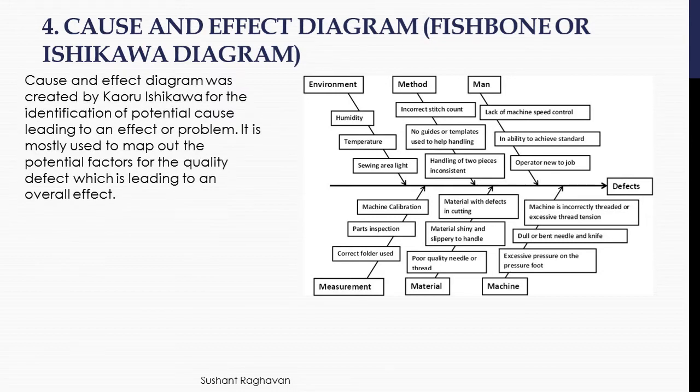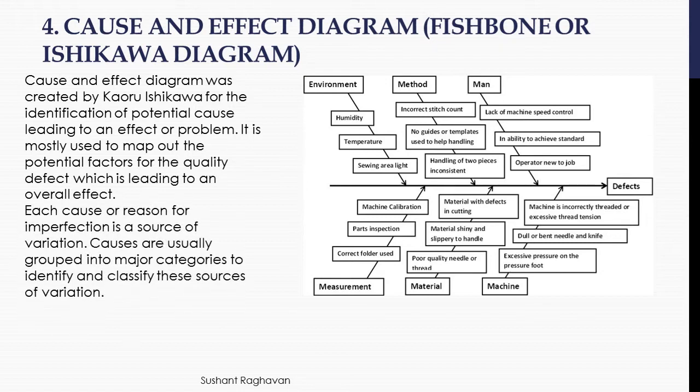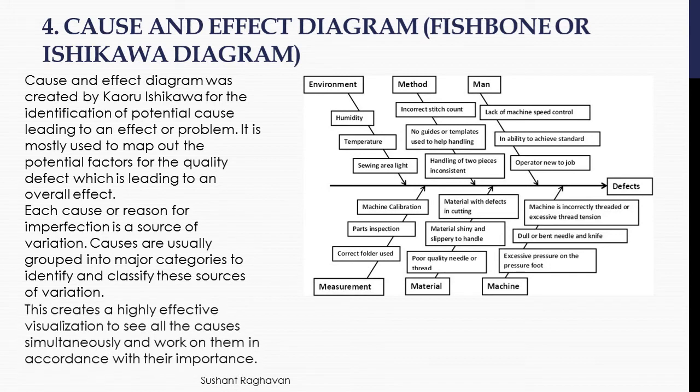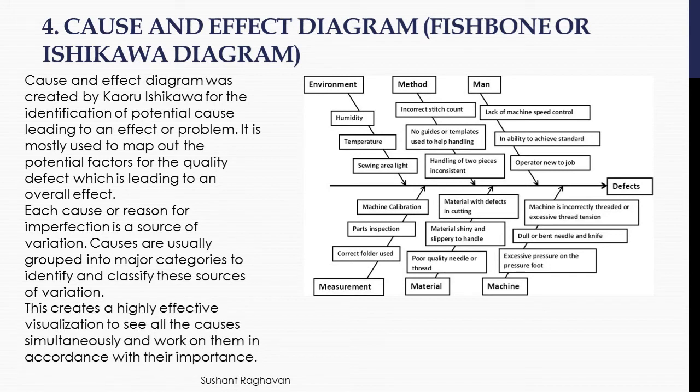Cause and effect diagram was created by Kaoru Ishikawa for the identification of potential causes leading to an effect or problem. It is mostly used to map out the potential factors for the quality defect which is leading to an overall effect. Each cause or reason for imperfection is a source of variation. Causes are usually grouped into major categories to identify and classify these sources of variation. This creates a highly effective visualization to see all the causes simultaneously and work on them in accordance with their importance.